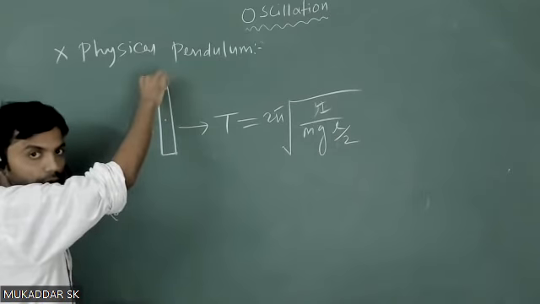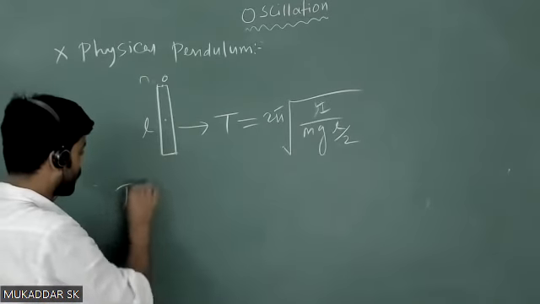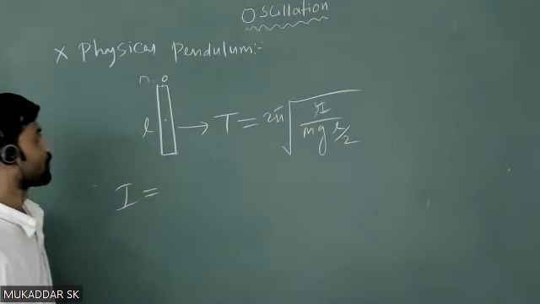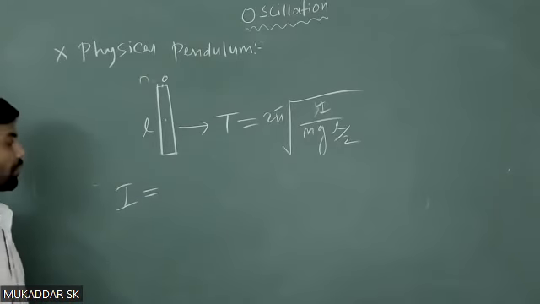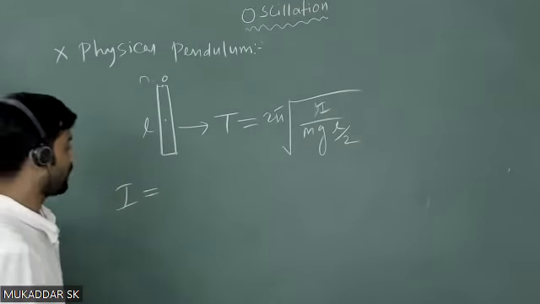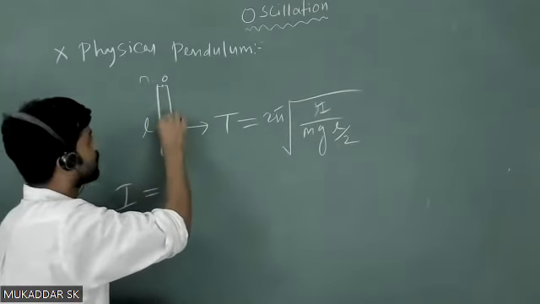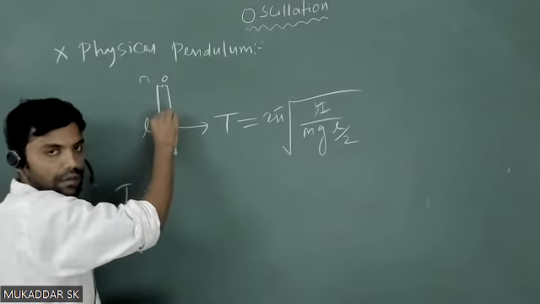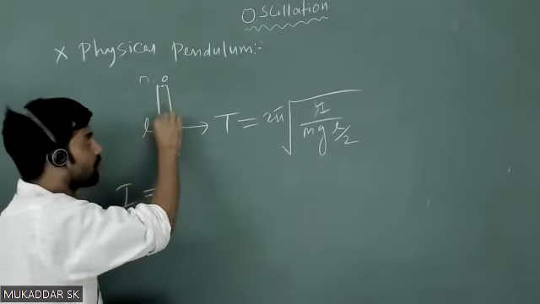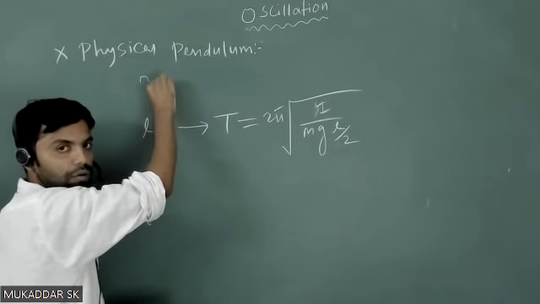About O point. Okay, then what will be I? ml square by 12 plus ml square by 4. Exactly. So you have to use the parallel axis theorem, right? The moment of inertia about the center of gravity is ml square by 12 for the rod, but you have to calculate I about O.